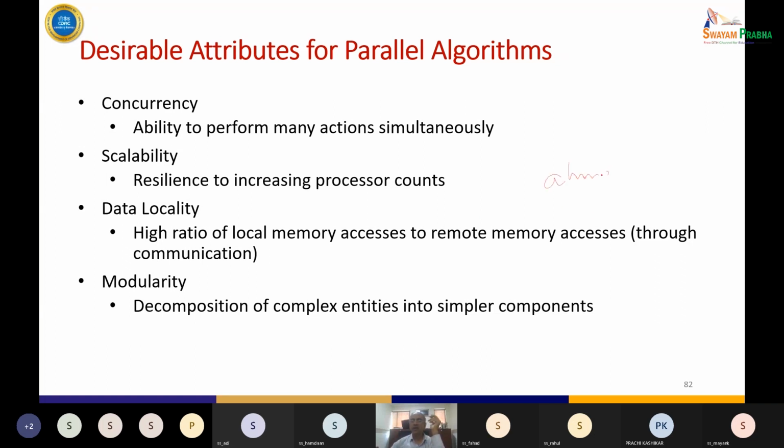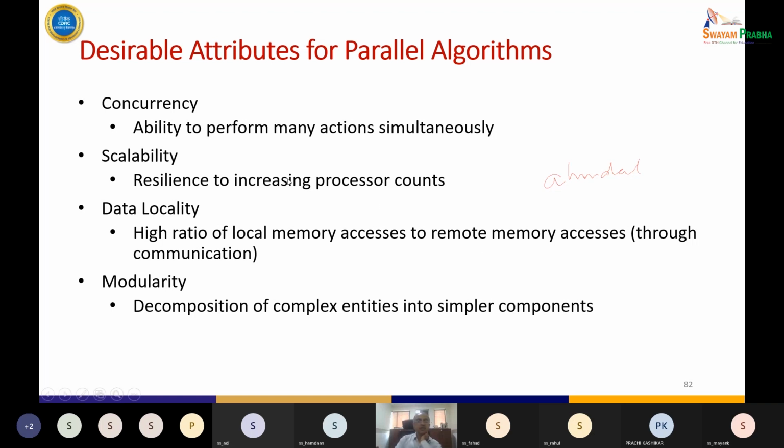Amdahl's law. You should have at least more than 80% of the code parallelizable. Only then is it worth parallelizing. Otherwise, the benefits are not all that great.